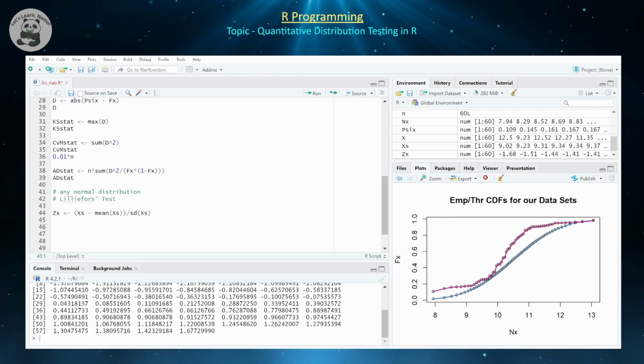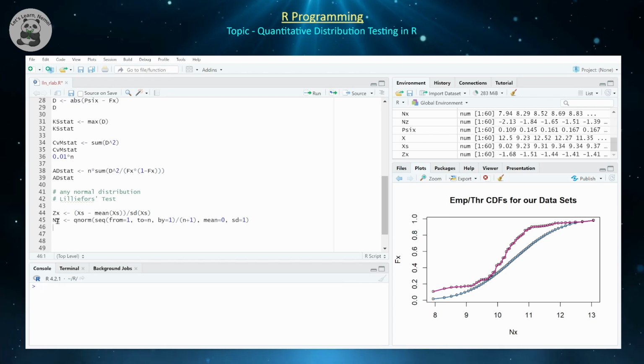And then we need to calculate the empirical distribution that a data set of this size should follow if it were to follow a standard normal distribution, sort of like we did before. So I'm going to call this set NZ for the domain values, which is going to be qnorm, and then we're going to do a sequence from 1 to n by 1, all divided by n plus 1, so it has the same exact structure, but now we're going to be comparing this for a standard normal distribution, which defaults to mean 0, standard deviation of 1. So that's our NZ. Then what I want to do is calculate the probabilities associated with each of those values.